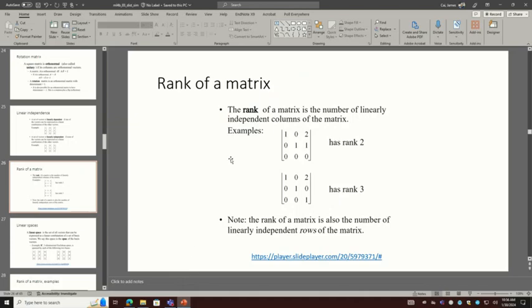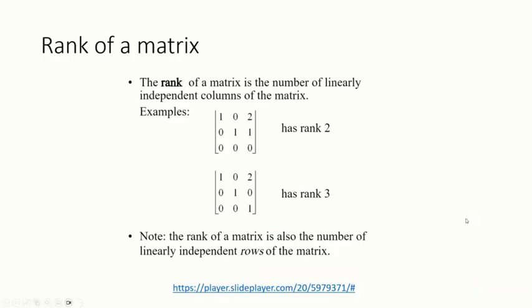Coming back to this example, this column is somehow redundant because you can use a combination of column 1 plus column 2 and become this. Whereas you cannot do this for this matrix. So low rank means high redundancy. High rank means low redundancy.